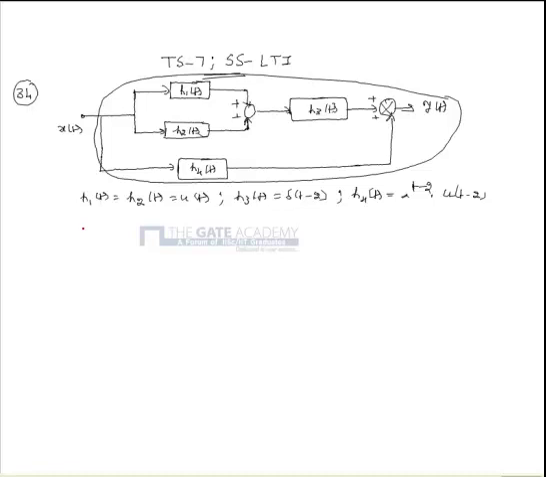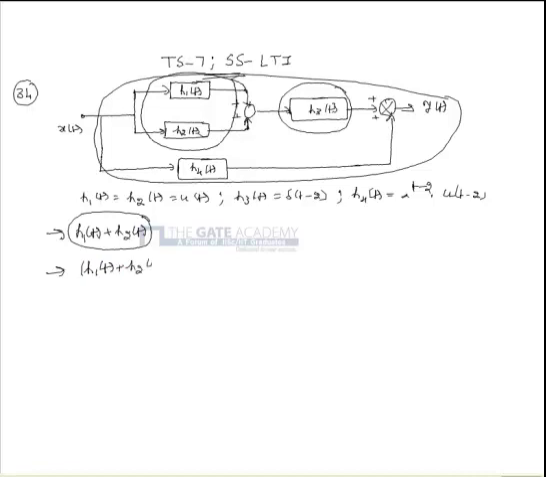From the given interconnected system, we can see that the impulse response of the parallel connection of the systems 1 and 2 is given as h1(t) plus h2(t), and as this output is fed to another system of impulse response h3(t), the system h1(t) plus h2(t) and the system h3(t) are in cascade. So the resultant impulse response of that branch is given as h1(t) plus h2(t) star h3(t).